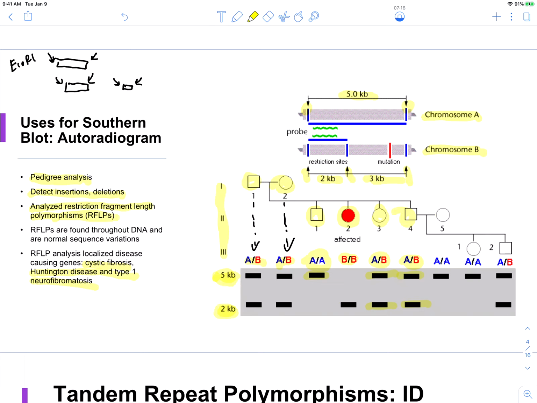Now you can see that this sibling got married, and he had a heterozygote phenotype. He married somebody who was homozygote for the unmutated chromosome A. And so with their offspring, 50% are carriers of that, and 1 is unaffected. So you can see through this, by using southern blotting, you can easily track the mutations in this pedigree.